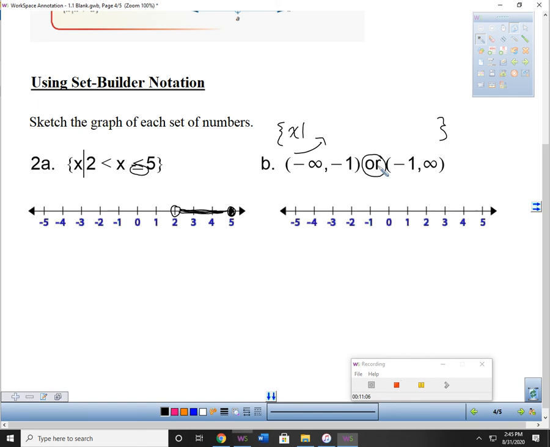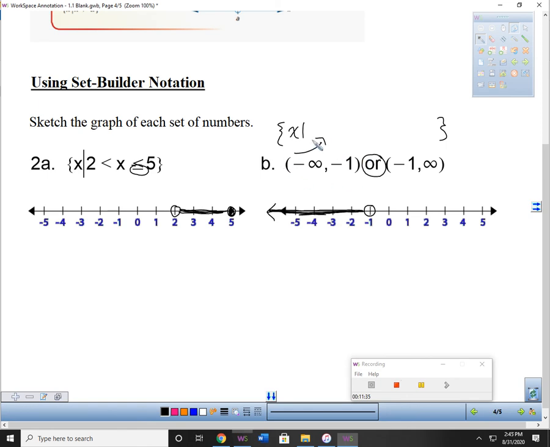When you have an OR, you're usually going opposite directions. Okay? So if I look at this, I see that I'm going to go all the way from negative infinity, and then I'm going to stop at -1. And since there is a parenthesis there, I know that it's going to be open. So I draw all the way from negative infinity. Make sure I put an arrow on the end to signify that it keeps going. And then I shade all the way to -1.